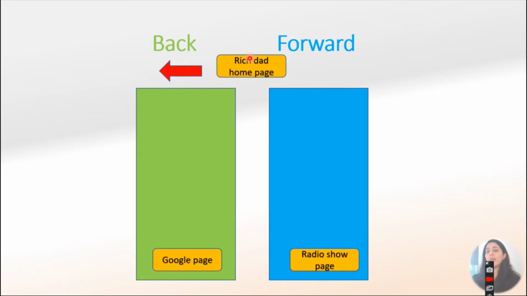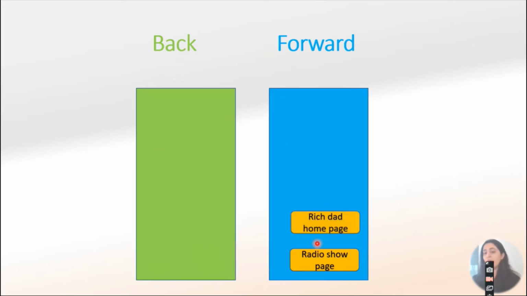Okay. So what about this Rich Dad home page? It should go to the forward stack. Yeah. So the same thing is happening here. Rich Dad home page goes to the forward stack, and the Google page comes out of the back stack. Okay. So this is how it works, and again, if I click on the forward button, I'm at the Google page and now I click on the forward button. So it should show me this Rich Dad home page.